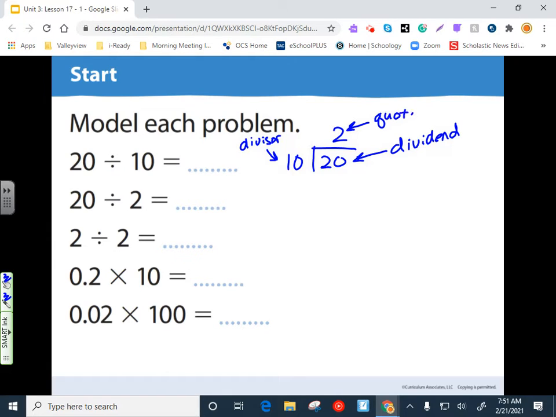I'll be using these words quite a bit over the next week, just as a reminder, because we haven't done division in a minute. So that would be 20 divided by 2. That goes in there 10 times. 2 divided by 2, I don't need to show you that one. That's 1.